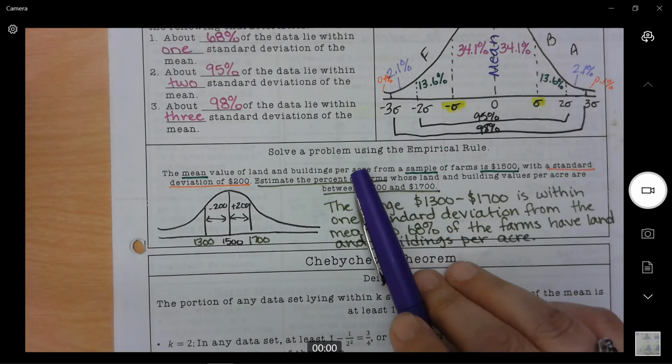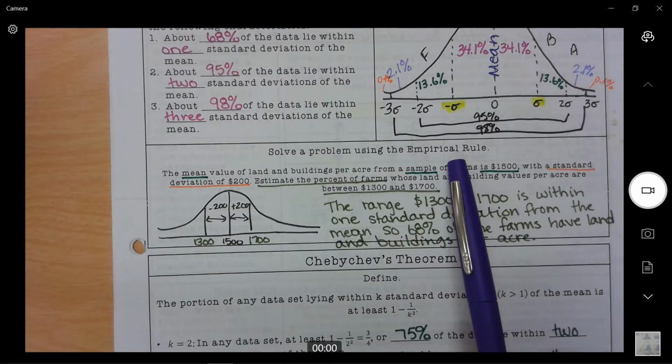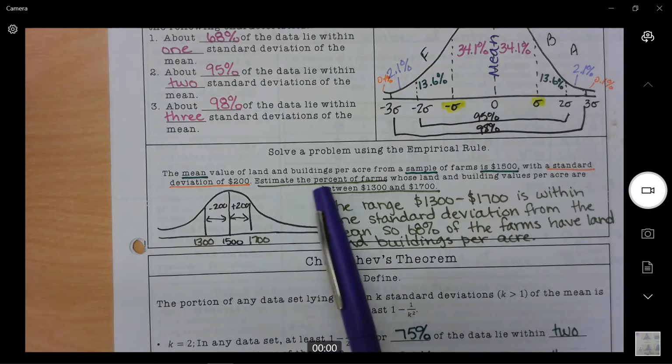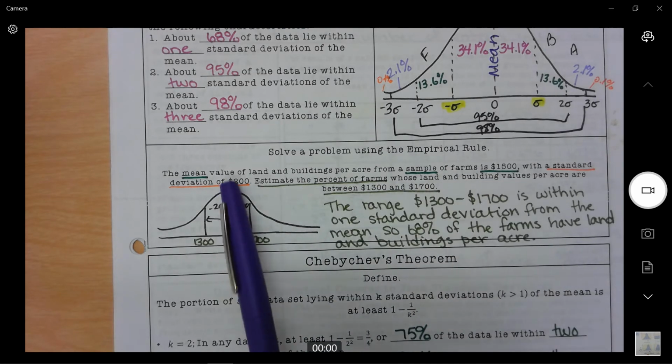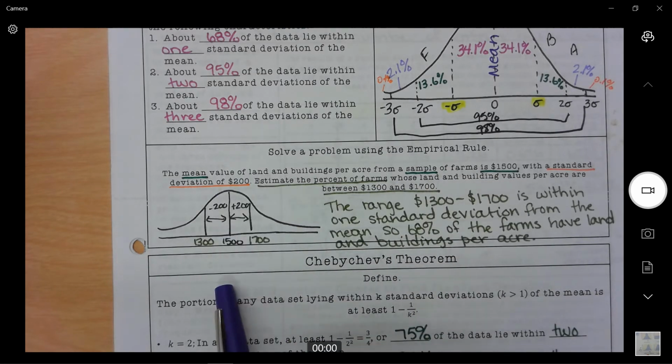So when we're solving a problem using the empirical rule, the mean value of the land of an acre of the sample is 1,500. That's your middle. Always start with your middle. And the standard deviation is 200. So that means plus 200 and minus 200 on either side, giving us 1,300 to 1,700.